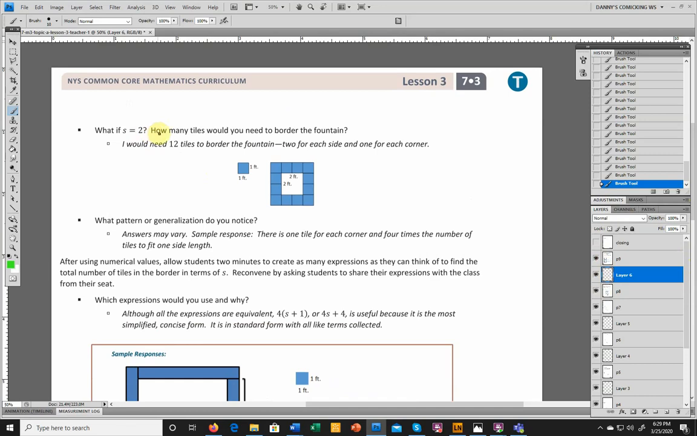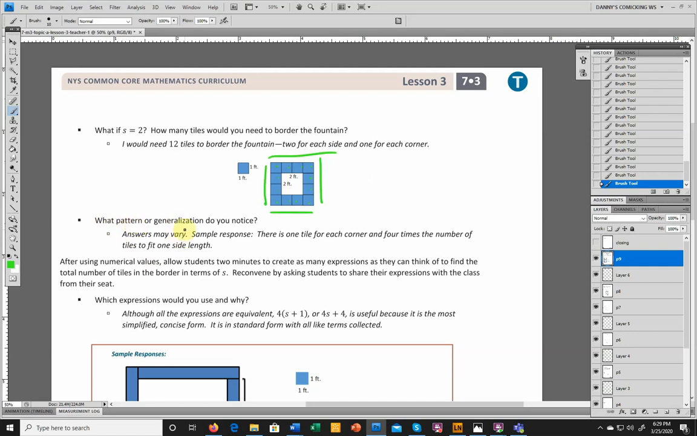What if s equals 2? How many tiles would you need to border the fountain? Well, 2 times 2 is 4. So 1, 2, 3, 4 on each side. So 4, 5, 6, 7, 8, 9, 10, 11, 12. 12 total, because it's 2 and 2 and 2 and 2. We would need 12 tiles to border the fountain: 2 for each side, 1 for each corner.